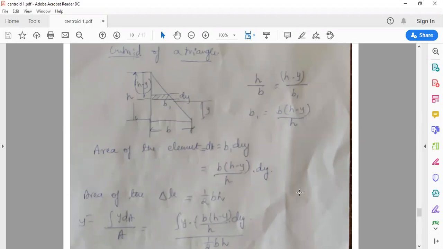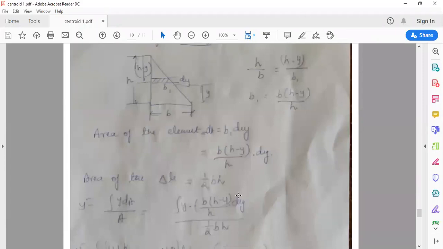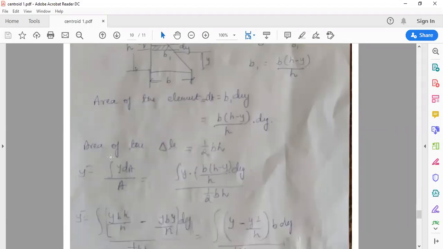I will call you. The area is b by h into h minus y into dy. So y into dA, where dA is b by h into h minus y into dy, divided by capital A, which is half into bh. This equation we got: y bar equals the integral of y dA divided by capital A. So now we have to do this integral. B is the constant base. Only y is variable; h and b are constant.